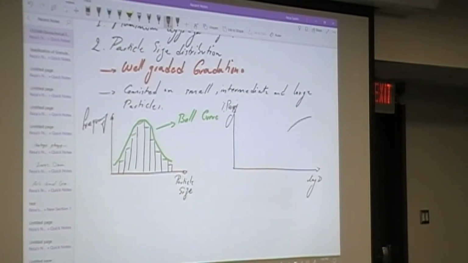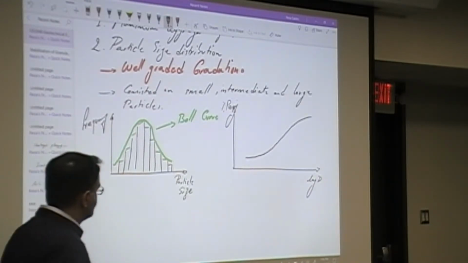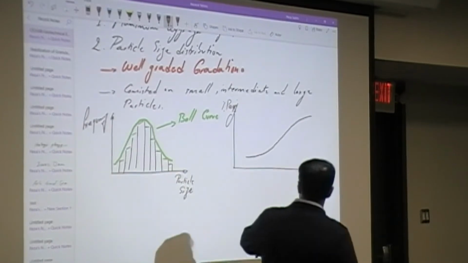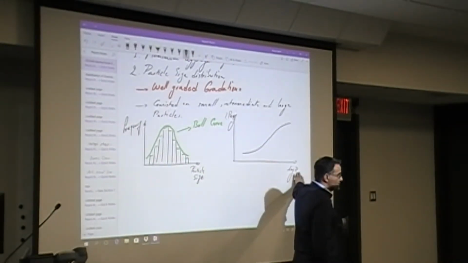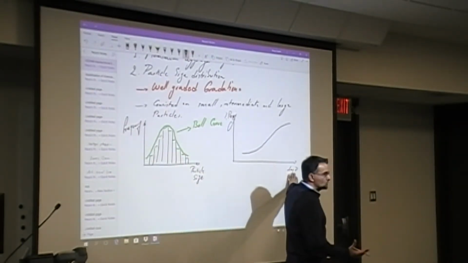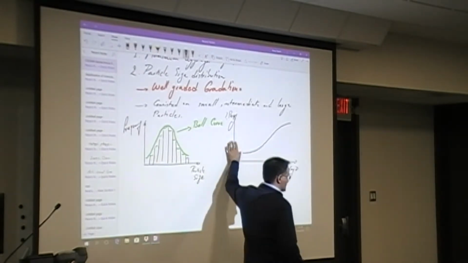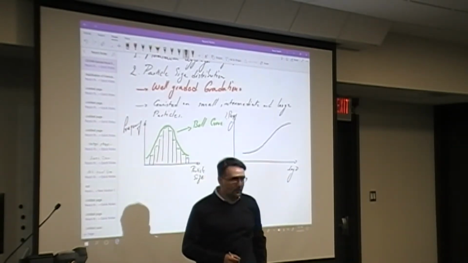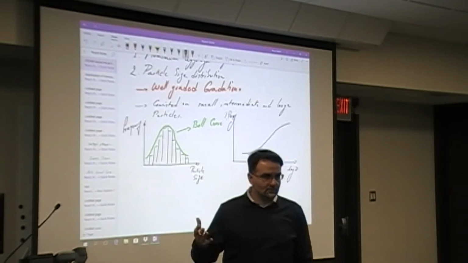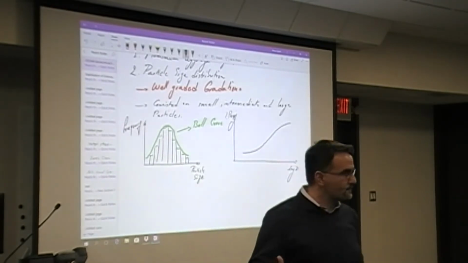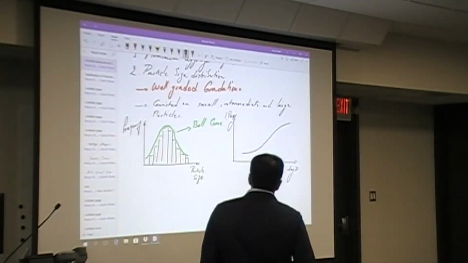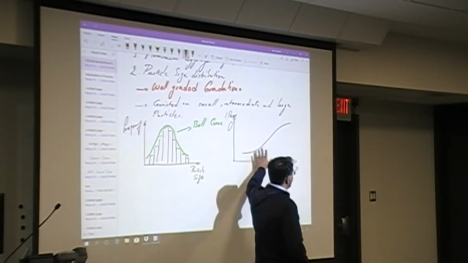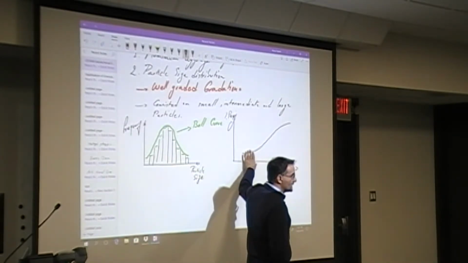If you plot this, you end up with an elongated S-curve. This is log D. D is the diameter of the particles. This is where you get it from your sieve analysis. And percent passing is what we got from our sieve analysis again, right? So what do I have here? I have an elongated S-curve.